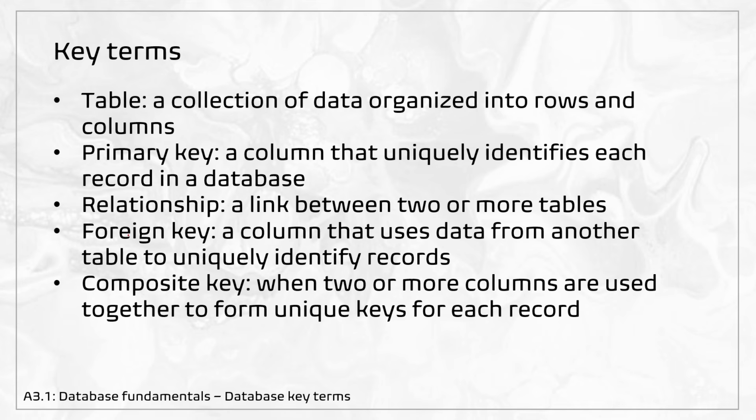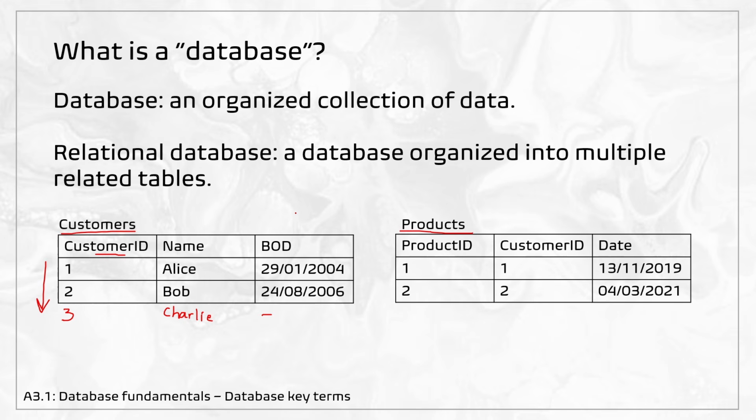A relationship is a link between two or more tables. To establish a relationship, tables use foreign keys, which is when a table uses a column from another table as a key. For example, the products table over here uses customer ID as one of its columns. And because customer ID is already present as a column, as a primary key in the table customers, this establishes a relationship between the two tables.